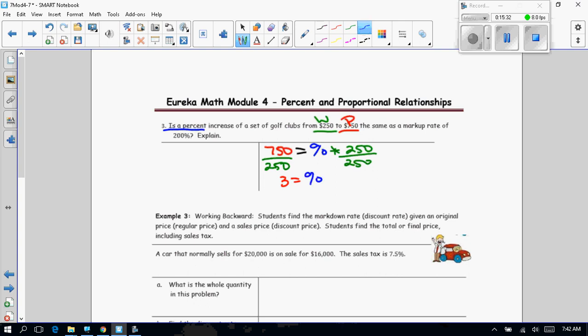Now remember, we're talking about a markup. Markup, remember I said, is 1 plus that percent.